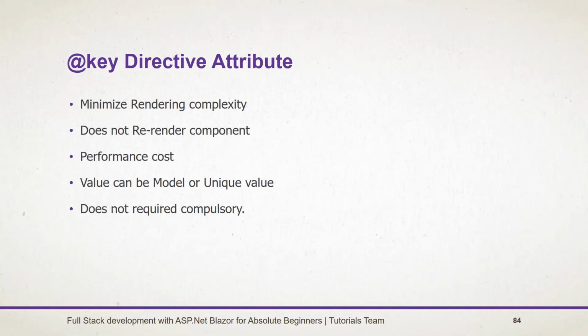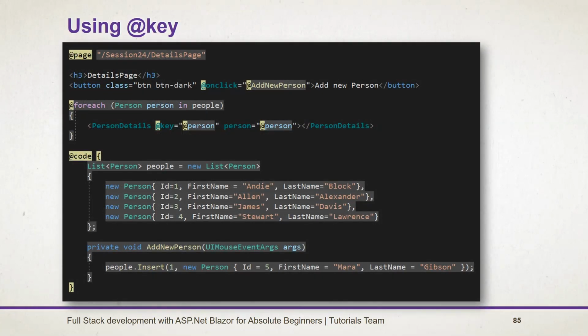For key directive attribute, we can pass the entire model instance like we have used a person, or you can use any unique values like ID. We do not need to always handle this. Blazor will maintain automatically, but it will re-render the component. Here is our example in which we have just used the key directive attribute and passed the model inside foreach loop. I have just shown insert example, but it will also apply in case of delete or rearrange.